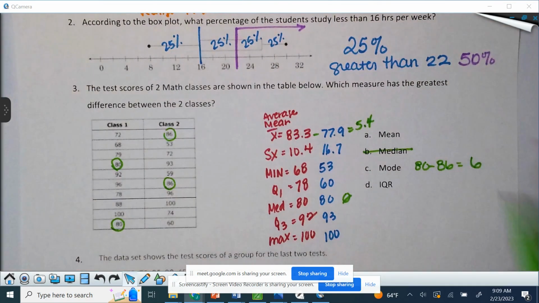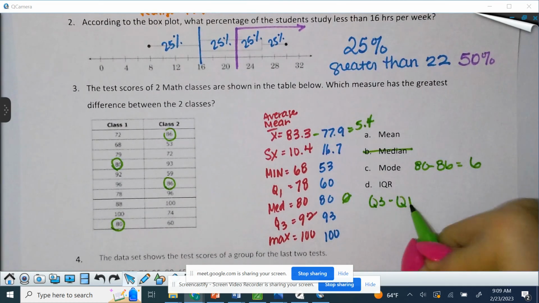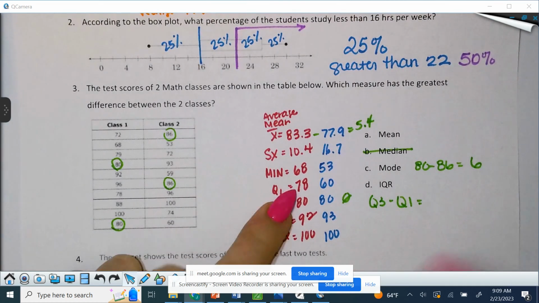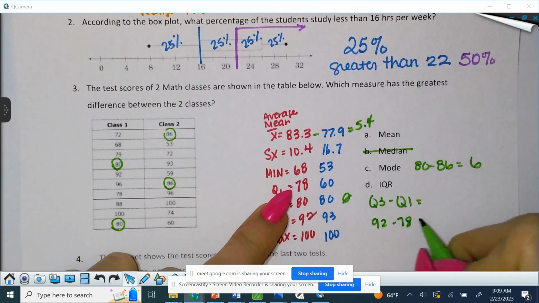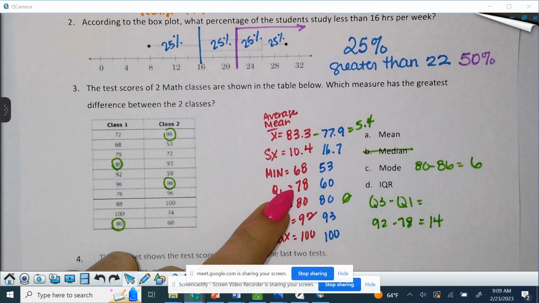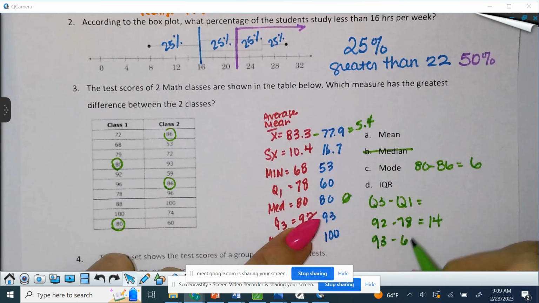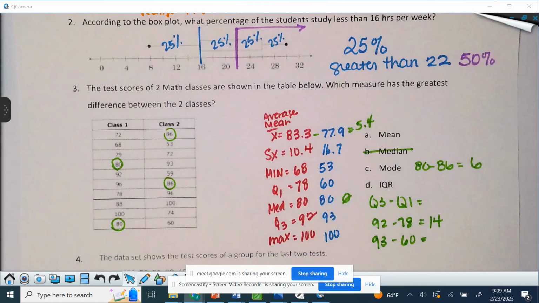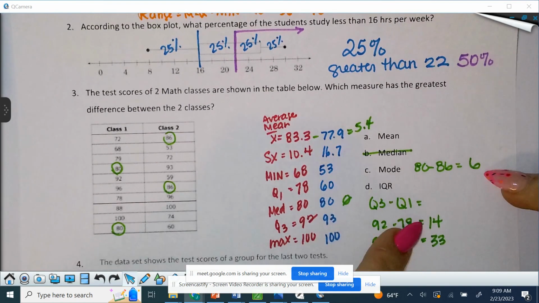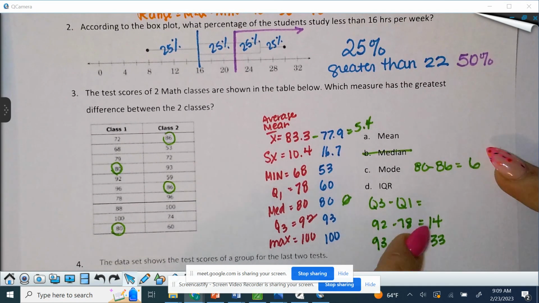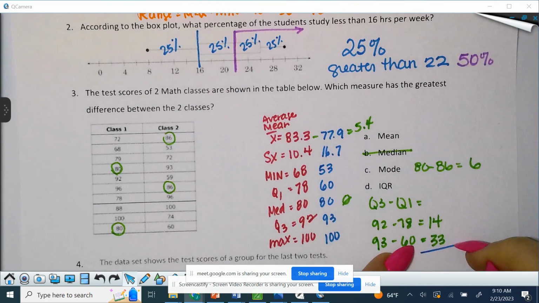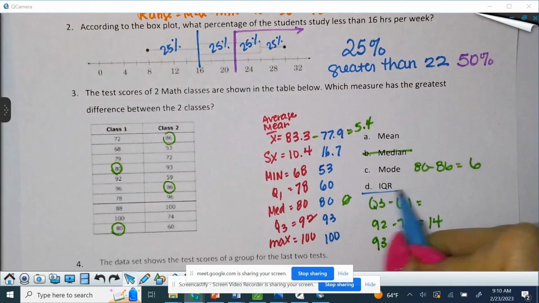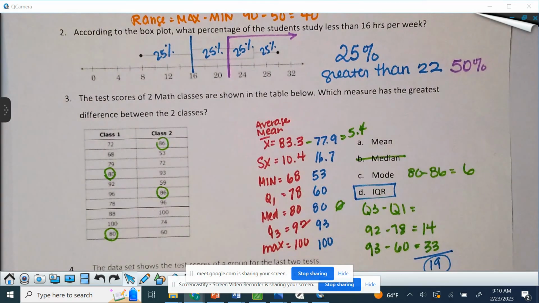IQR, again, is Q3 minus Q1. So 92 minus 78 would be for the first one. Should be 14. And then 93 minus 60 is the last one, and that's going to be 33. So you're comparing 5.4, 0, 6, 14, and 33. The difference between 14 and 33 is what we're comparing, and that would be 19. So that's our biggest. So IQR is going to be the biggest difference between those two.